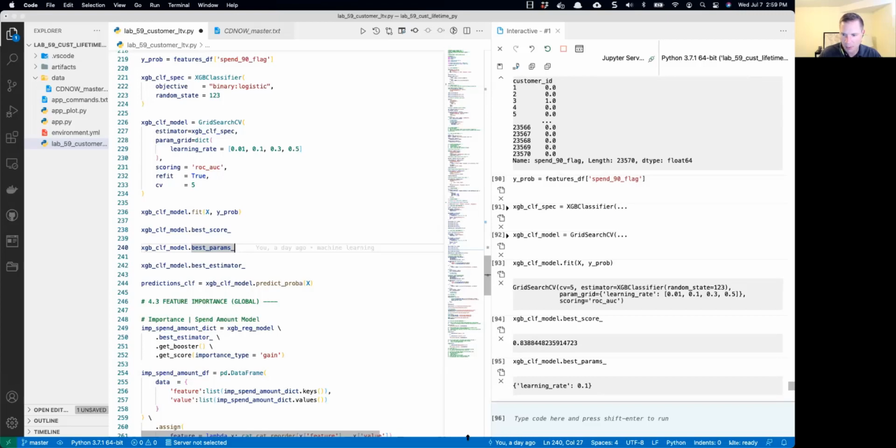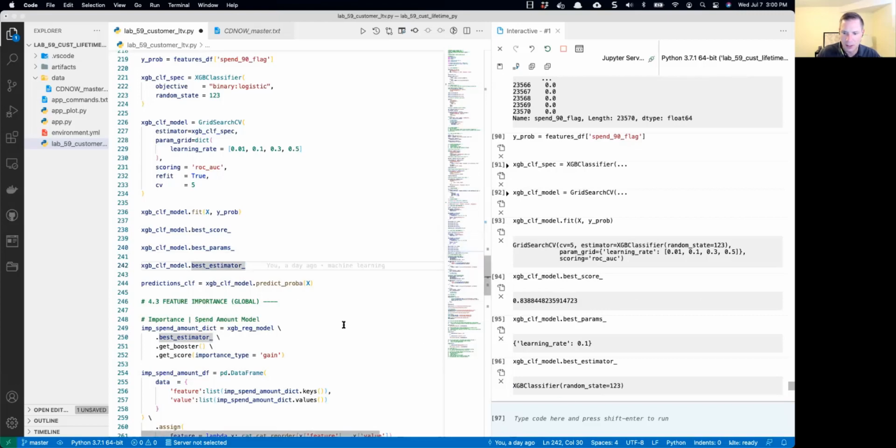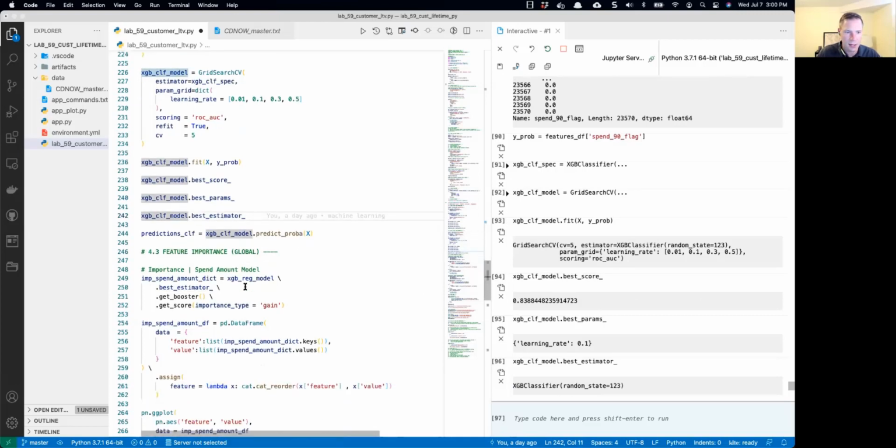We can get the best parameters. So a learning rate of 0.1 is the best model. The best estimator is this XGBoost classifier. And then instead of using predict, because predict will just give zeros or ones, we don't want that. We actually want the probability. So there's a predict_proba function.